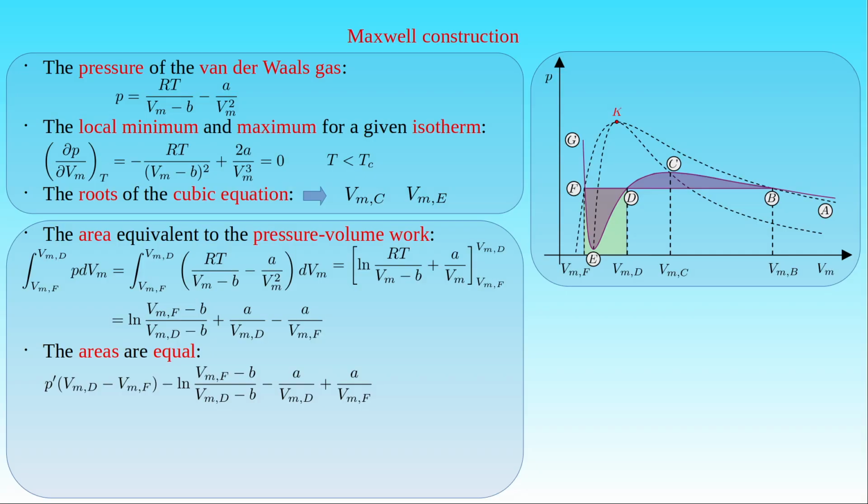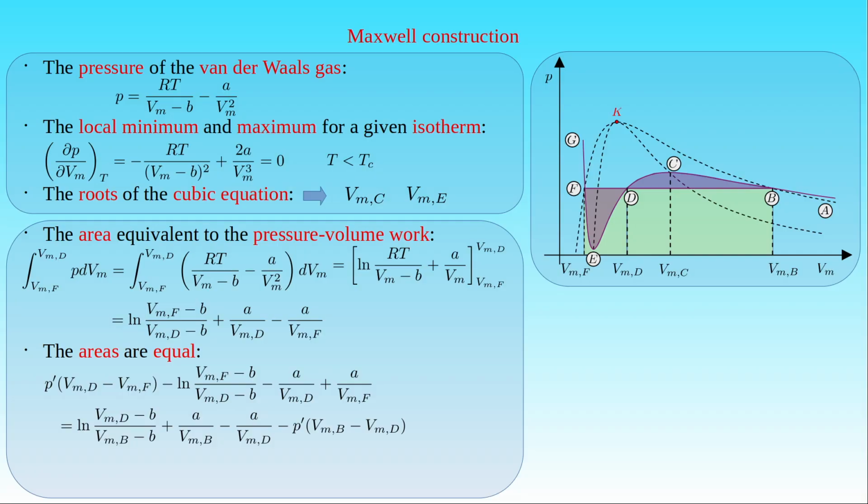This expression must also be equal to the area of the second closed curve, which is given by the difference between the area under the isotherm and the area of the rectangle with the base V sub mb minus V sub md and the height P'. That is, the right-hand side of the equation can be written as the natural logarithm of the ratio of V sub md minus B to V sub mb minus B, plus A over V sub mb, minus A over V sub md, minus P' times the difference between V sub mb and V sub md.